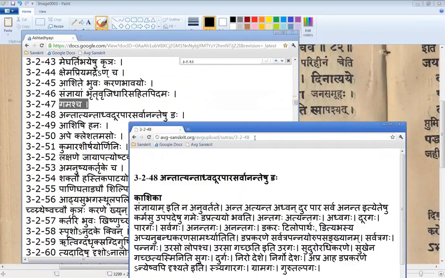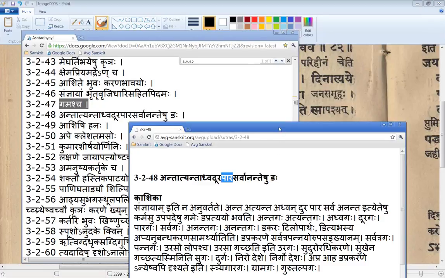Antatyanta Dva Dura Para Sarvananteshu Daha. Anta, Atyanta, Advan. Antagaha. Atyantagaha. Advagaha, one who goes on the path, a traveler. Duragaha, one who goes far away. Paragaha, one who goes to the other side, one who masters something. Sarvagaha. Anantagaha. The da can be used.